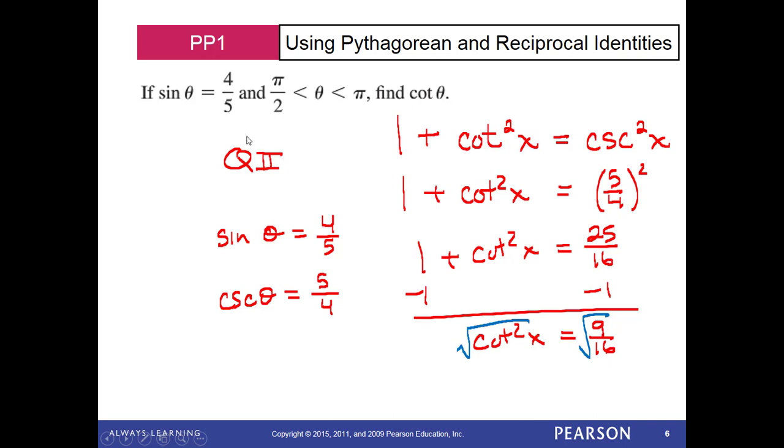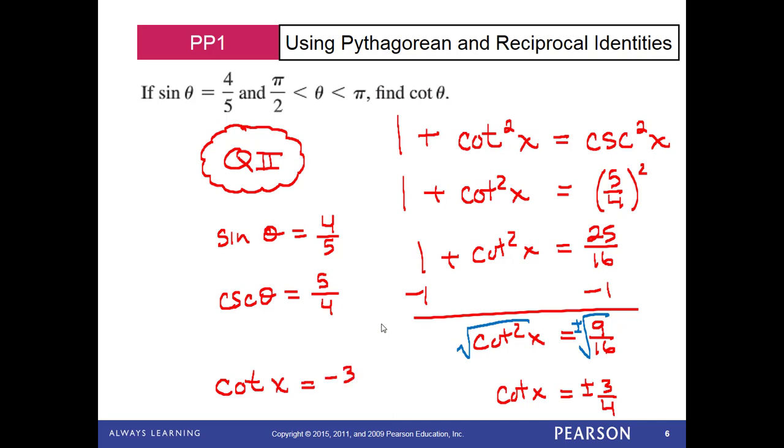So in quadrant 2, think about this, is cotangent positive or negative in quadrant 2? And it is negative. All right. Let's do it like this here, plus or minus. We can do it like this, plus or minus, and then you have to decide at this point. You're going to choose the positive 3/4 or the negative 3/4. So because it's quadrant 2, we will go with the negative 3/4.